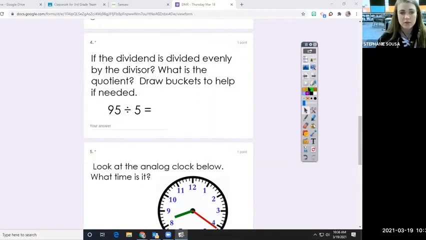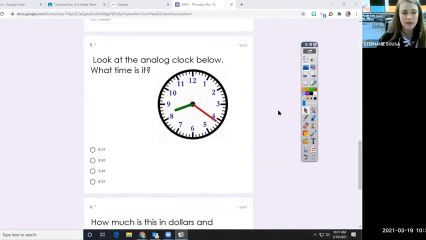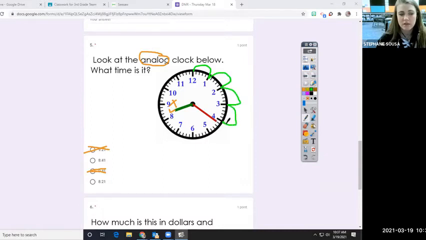All right, let's take a look at our next one with our clocks. Look at the analog clock below. That's a vocab word, analog. What time is it? I see my hour hand. It is past the 8. It is not yet to the 9, so it is in the 8 o'clock hour. I'm going to get rid of the 9 hours because we know we haven't touched the 9 yet. I'm going to look at my minute hand. My minute hand is at 5, 10, 15, 20, plus one little hop, that is 21. So 8:21 is your correct answer. Questions on that one?